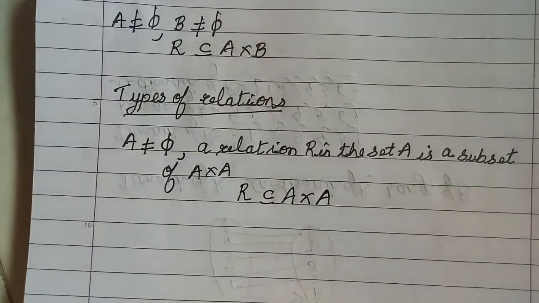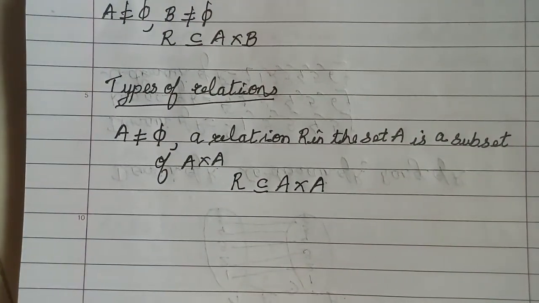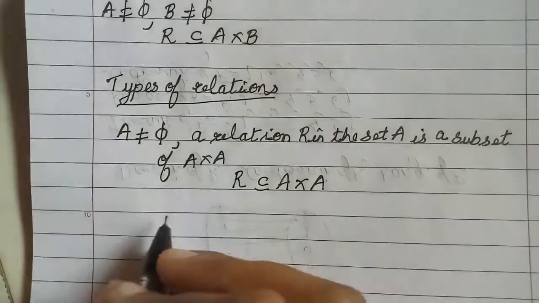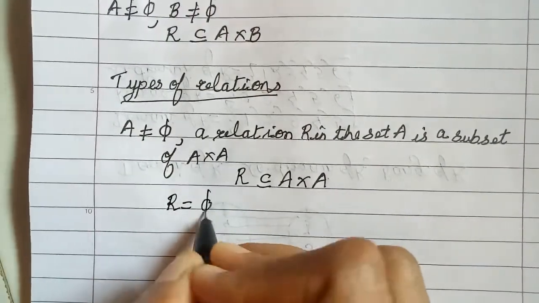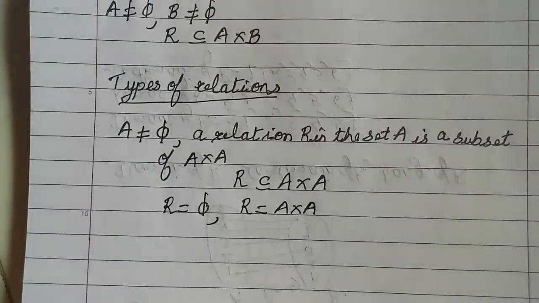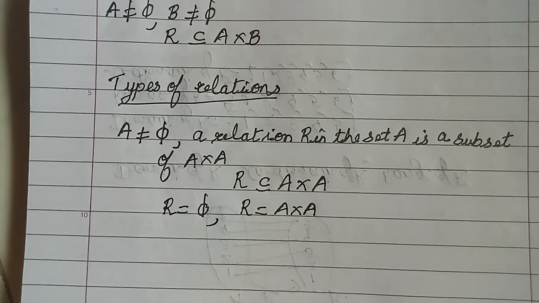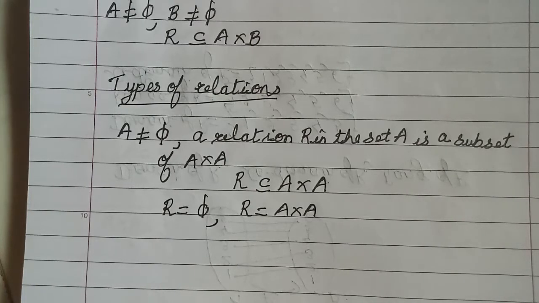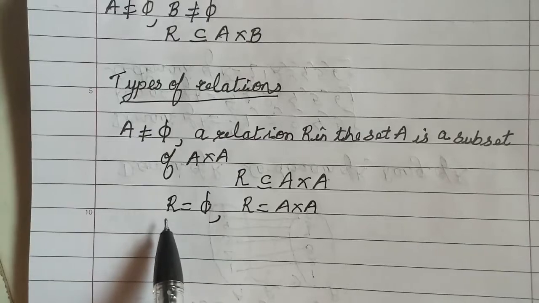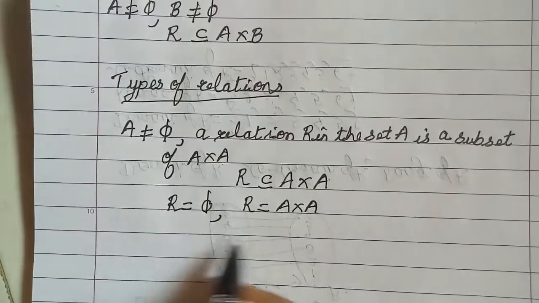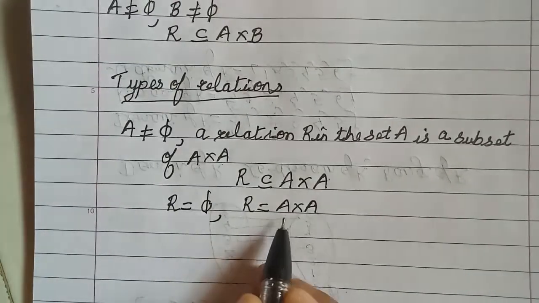Now last year we have already studied that. In your 11th standard you already know that the empty set and the given set itself are always subsets of a given set. What do I mean? I mean that if my R is the empty set, and if my R itself is A cross A, then they are subsets of your given set. Any empty set is a subset of a given set and a set itself is a subset of a given set. So here I can have R equal to the empty set and R equal to A cross A.